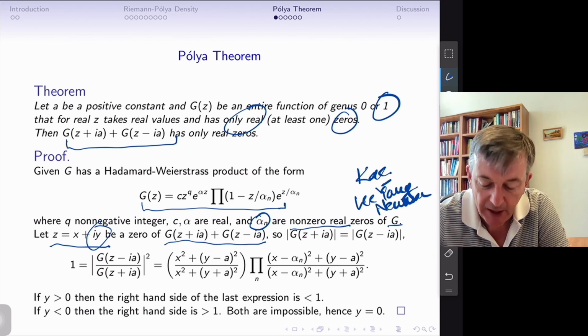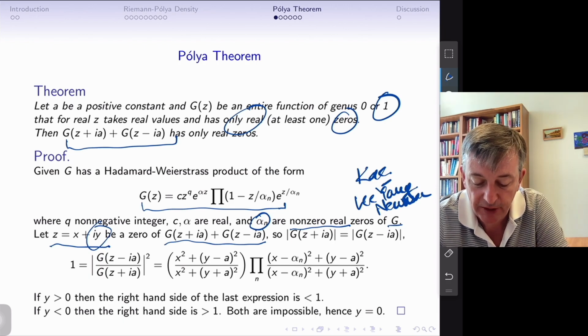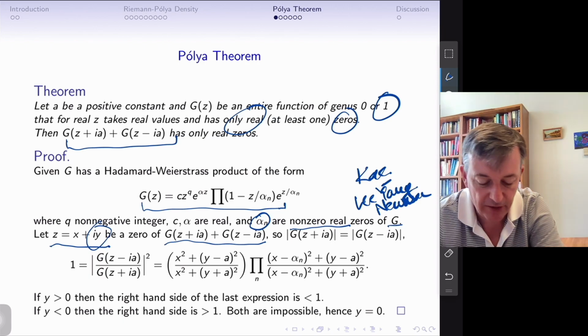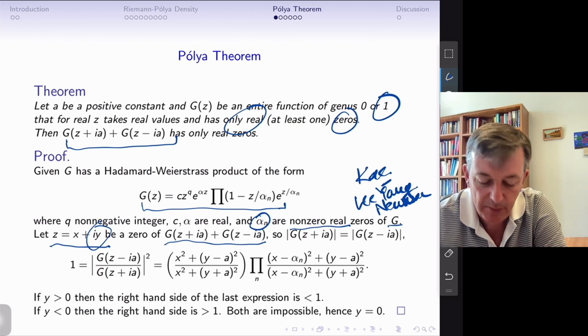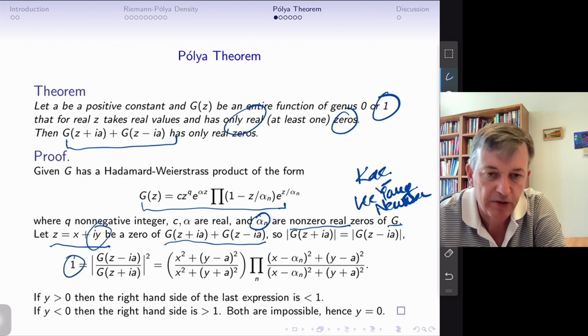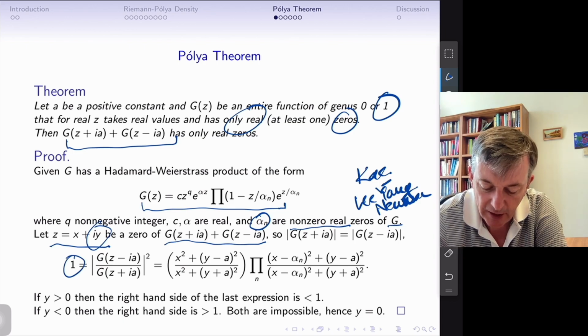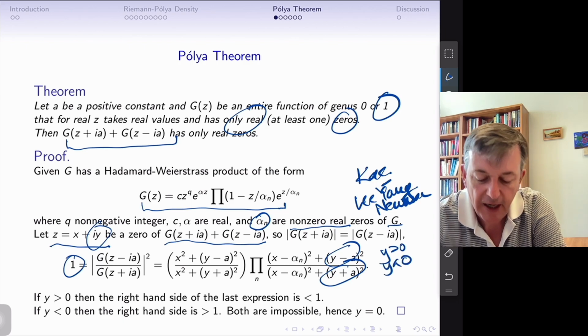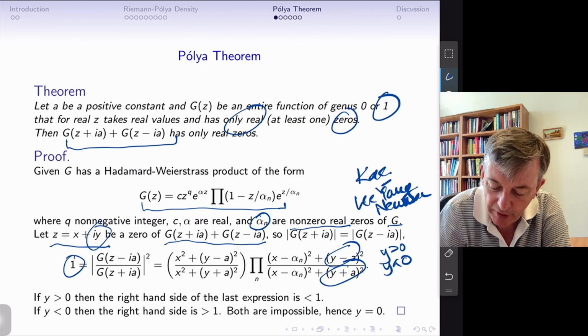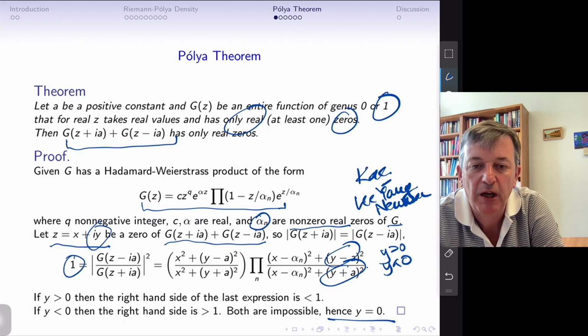So if I just go up to my Hadamard-Weierstrass factorization, and if I take this equal to 0, I know that the two moduli must be the same. Take the ratio, so I know that the ratio of moduli must be 1, and I can actually put that in Hadamard-Weierstrass form. And you see that in the two cases, if y is bigger than 0, or if y is less than 0, then essentially you get a contradiction. The ratio can't be equal to 1. So a simple argument by contradiction shows that y must be equal to 0.